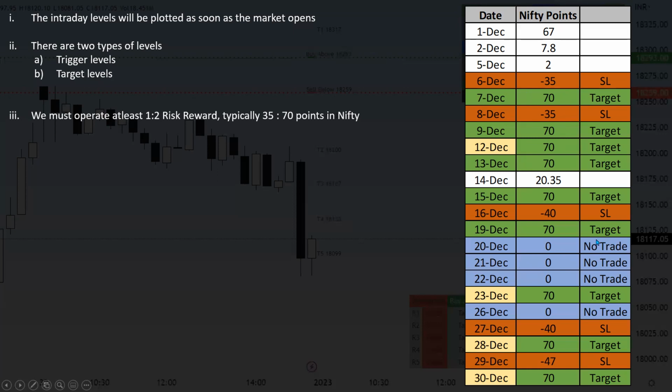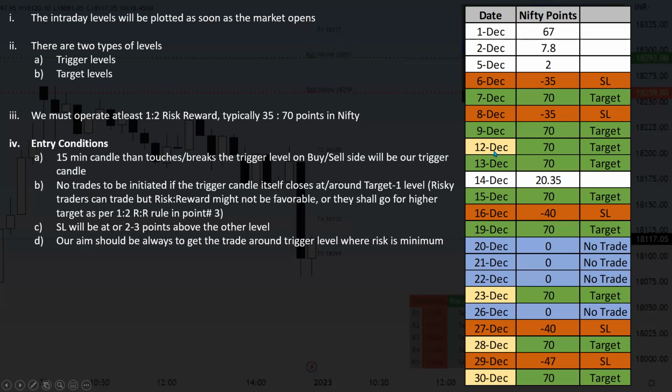When there was no trade, meaning it opened and after opening never came to this level, never touched it, and kept going upward, there was no trade. There are some days I have marked in yellow color. I want to tell a specific point about these days. In May it will get covered.